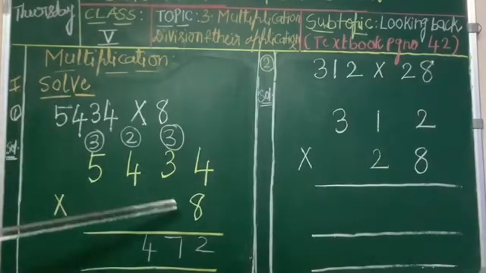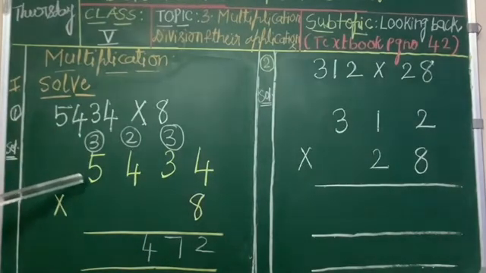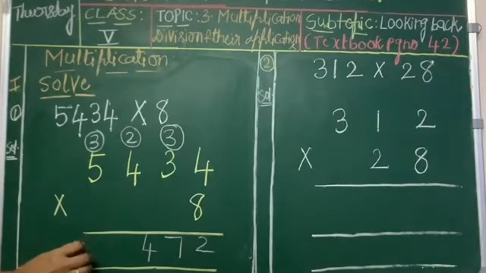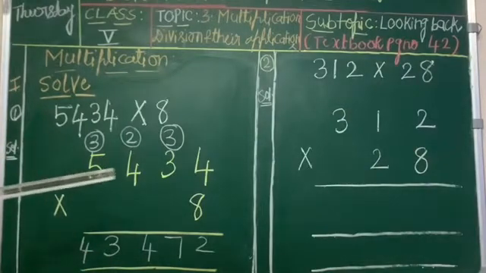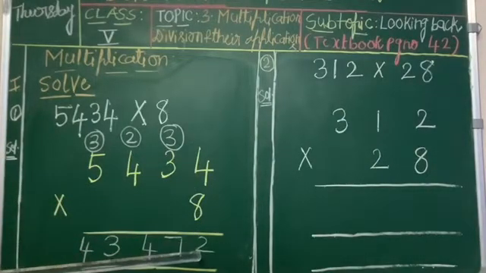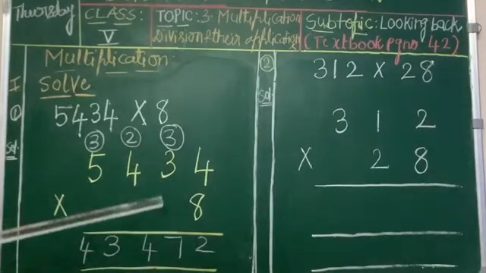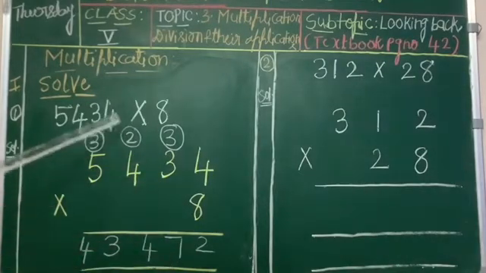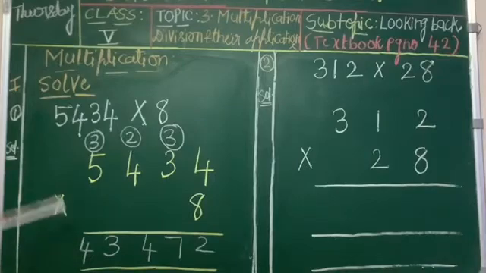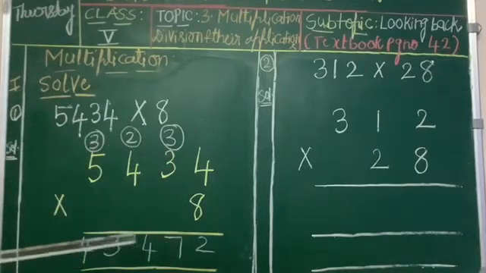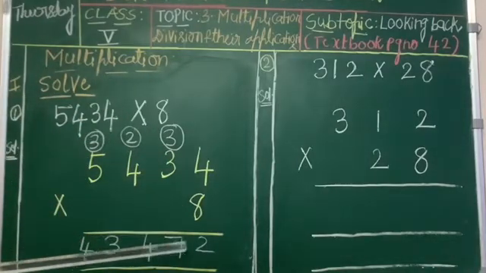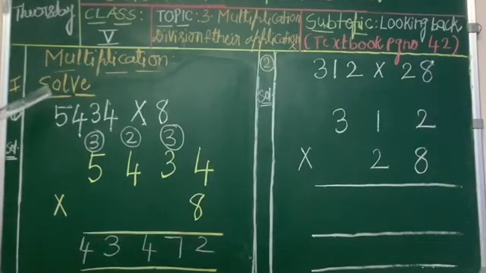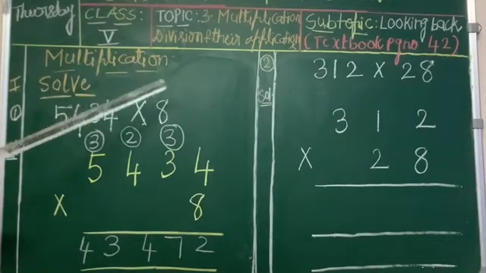Now what is 8 5s? 8 5s are 40. 40 plus 3 is 43. So 3 you write below 5 and 4 you should write it here. Under ones place digit the answer also should come under ones place. Under tens place the answer also should be under tens place. You should maintain this order, children. So what is the answer? 43,472. It is the product of 5,434 into 8.